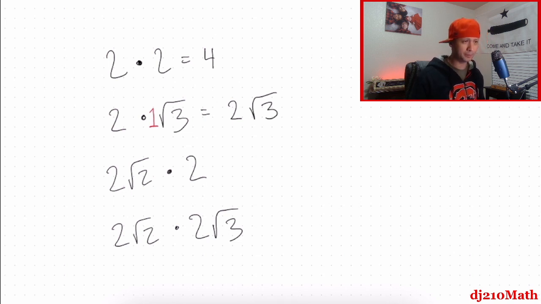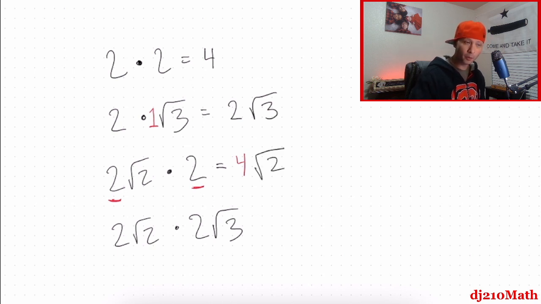In the third example, the coefficient in front of root 2 is 2, so we have 2 root 2 times 2. The only thing that can be multiplied are the coefficients, 2 times 2, which is going to be 4. And the square root, there's no other square roots, so it is just along for the ride.